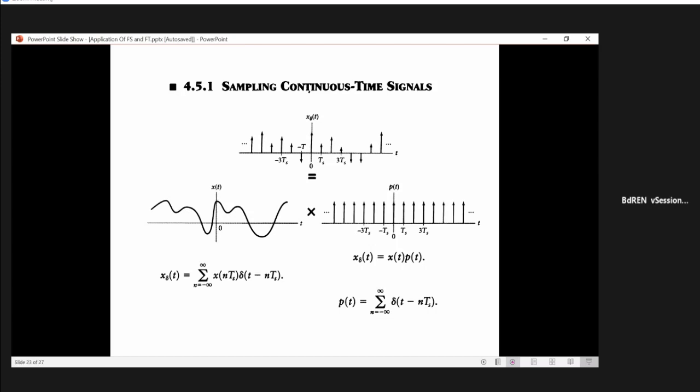You know this thing, isn't it? PCM is one of the widely used coding techniques, isn't it? Have you learned about PCM? Pulse code modulation? Yes, sir. Okay.